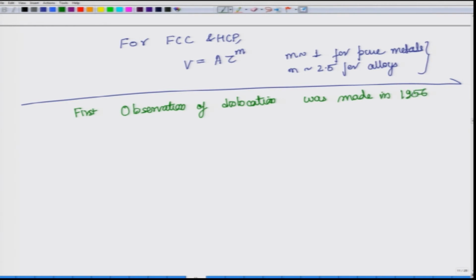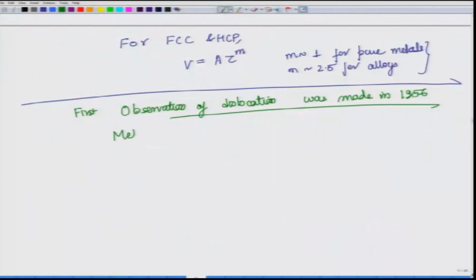So, this was the first direct, in fact any kind of, observation of dislocation, and if you remember, in the early 30s people had developed a full fledged theory of dislocation. So, 25 years after the complete theory of dislocation was developed, dislocation was first actually observed, and then people started making relations to what was previously understood using theories.